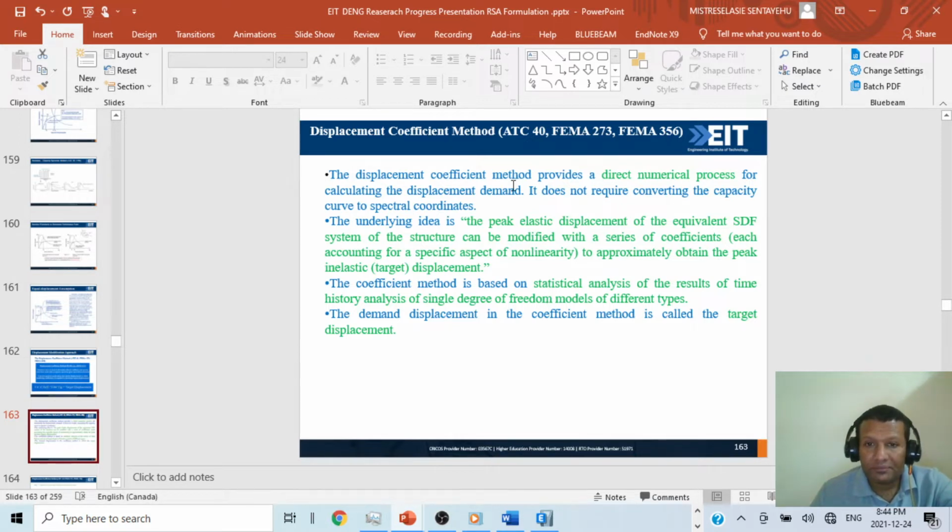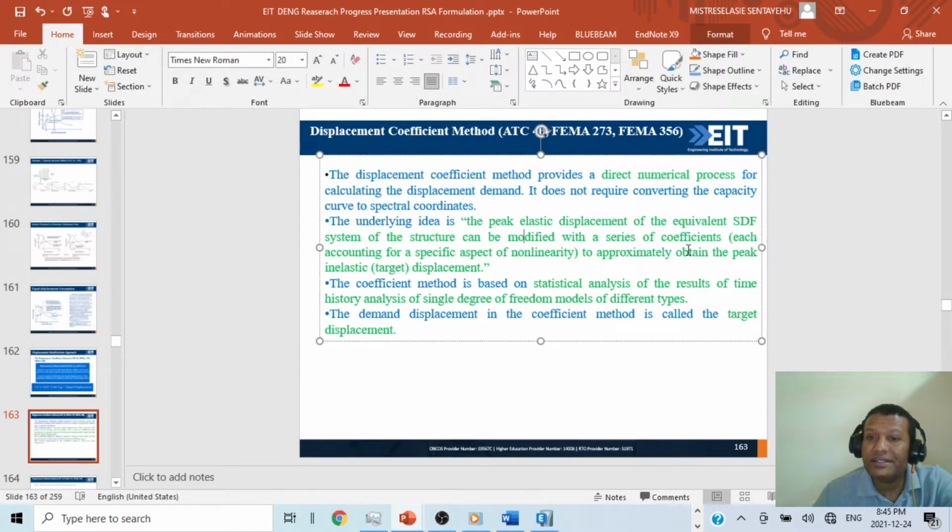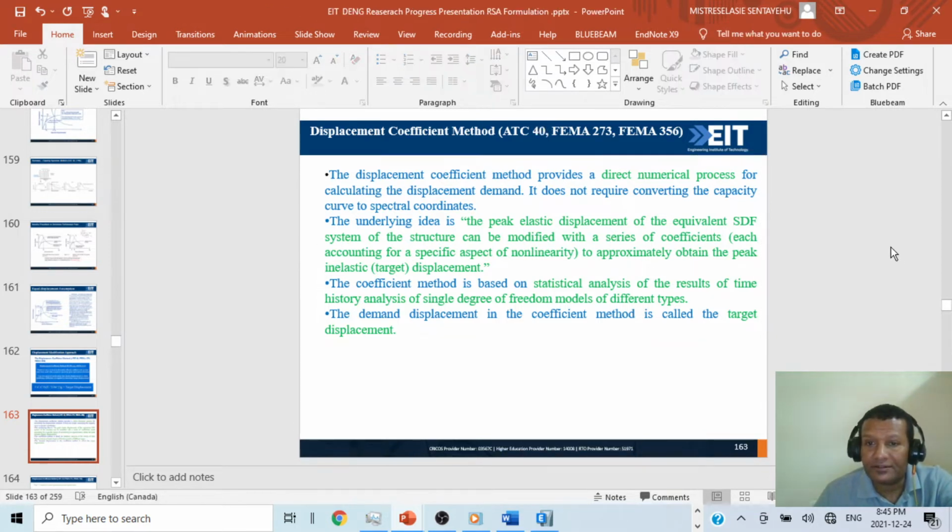The displacement coefficient method provides a direct numerical process for calculating the displacement demand. It does not require converting the capacity curve to spectral coordinates, as we have seen in the first method, no need to do that. The underlying idea is the peak elastic displacement of the equivalent single degree of freedom system of a structure, you see, this is elastic, not inelastic, can be modified with a series of coefficients, each accounting for a specific aspect of nonlinearity, to approximately obtain the peak inelastic target displacement.